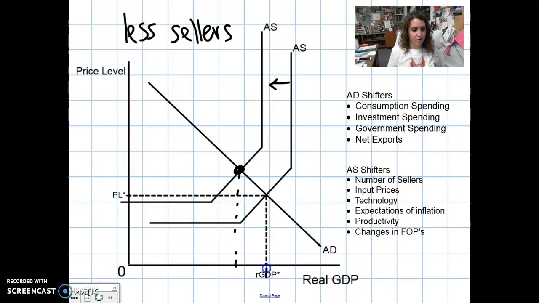Here's our first equilibrium, and then here's our second. So it looks like price level went up and real GDP fell.